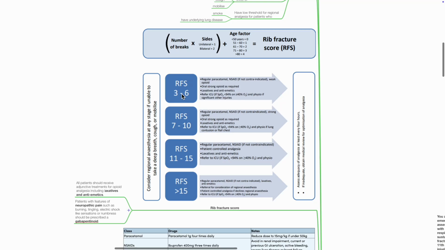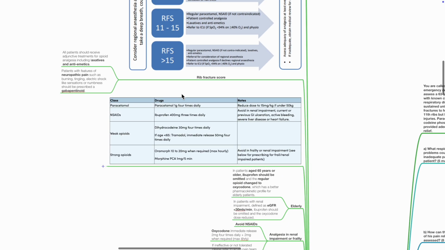Assess adequacy of analgesia at least every 4 hours. If inadequate, obtain medical review for optimization of analgesia. Regarding paracetamol, for patients under 50 kg, reduce dose to 15 mg per kg. For NSAIDs, avoid in renal impairment, current or previous GI ulceration, active bleeding, severe liver disease or heart failure. For strong opioids, avoid in frailty or renal impairment.